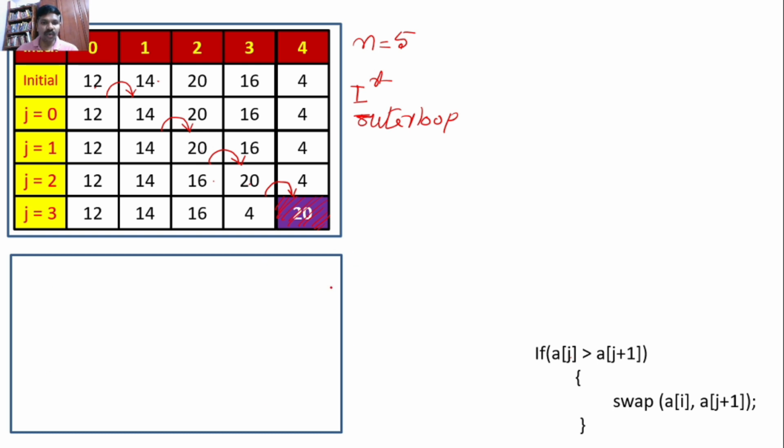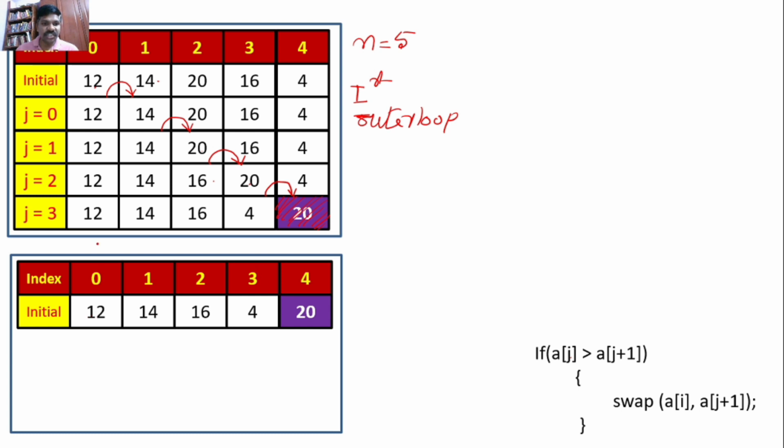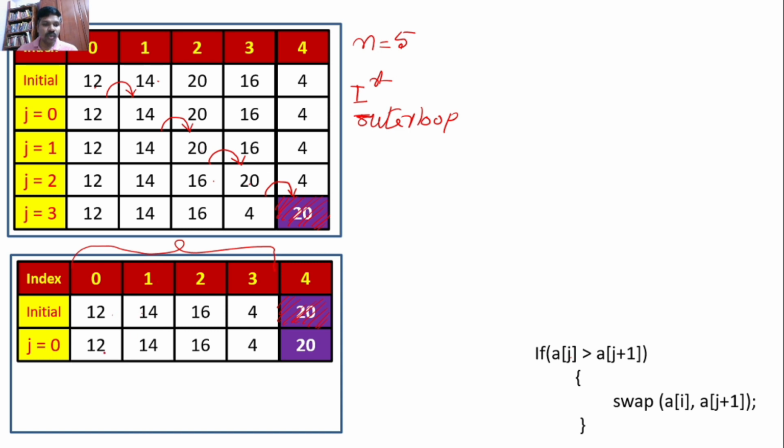Before entering into the second outer loop, my array is like this: 12, 14, 16, 4 and 20. The 20 is already in its position. I need not compare this 20 with any of the elements. Now I need to compare only these 4 elements. Inner loop once again starts from j is equal to 0. That means the 0th element is to be compared with the first element. Whether 12 is greater than 14? No. So 12 and 14 occupy the same positions.